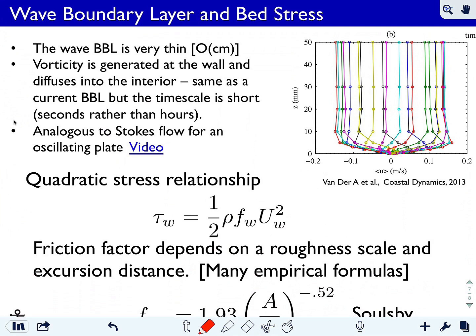We don't have a long time for the wave boundary layer to set up. Wave periods typically near shore can be seconds. Far offshore, we're talking tens of seconds, and over that time the flow is going to the left and the flow is going to the right.